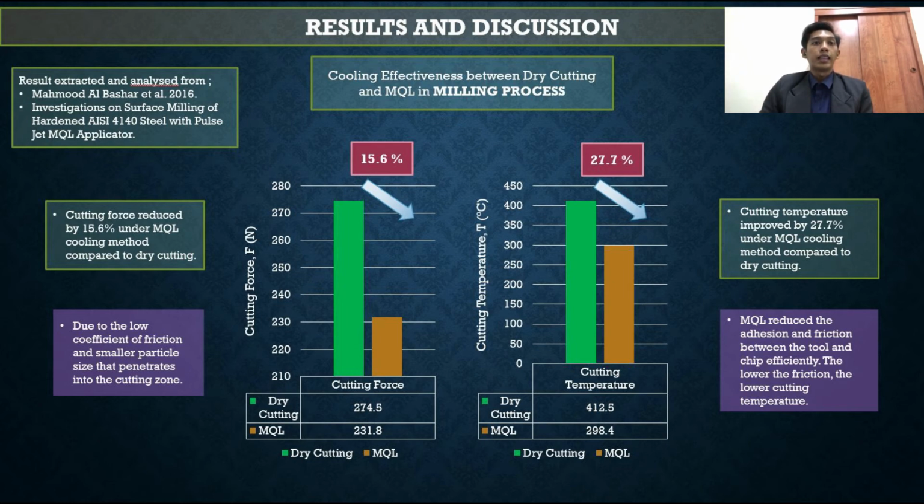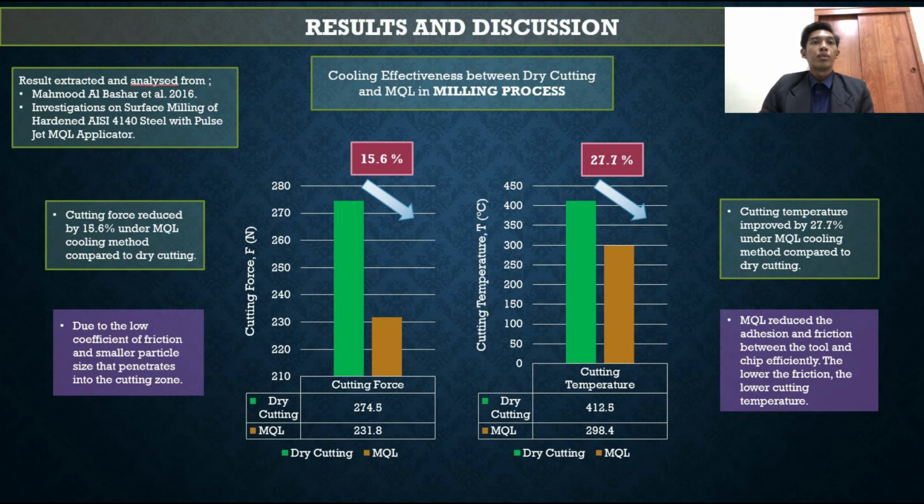So as we can see, the left one is the cutting force graph. The value from the past experiment under dry cutting is 274.5 Newton, while under the MQL cooling method is 231.8 Newton. So the cutting force is reduced by 15.6% under the MQL cooling method compared to dry cutting. This is due to the low coefficient of friction and smaller particle size that penetrates into the cutting zone.